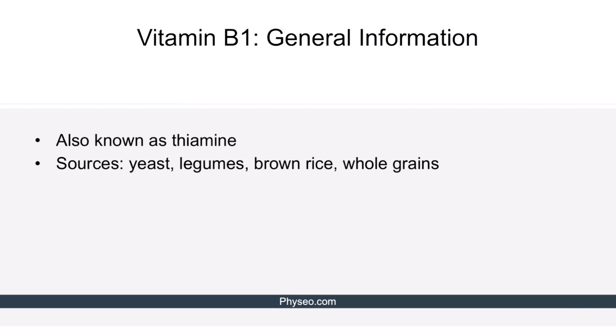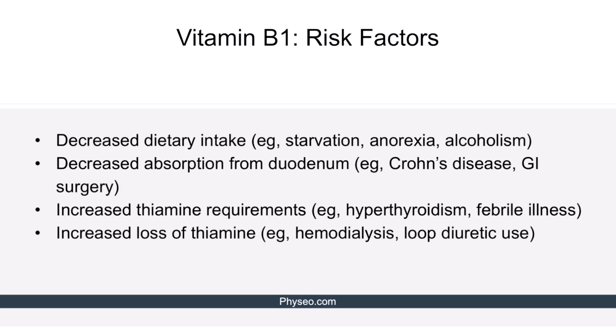Vitamin B1 is also known as thiamine. It can be found in yeast, legumes, brown rice, and whole grains. Now let's move on to the risk factors for thiamine deficiency. Vitamin B1 deficiency is common in people with decreased dietary intake. Some examples in this category are starvation, anorexia, and excessive alcohol consumption.